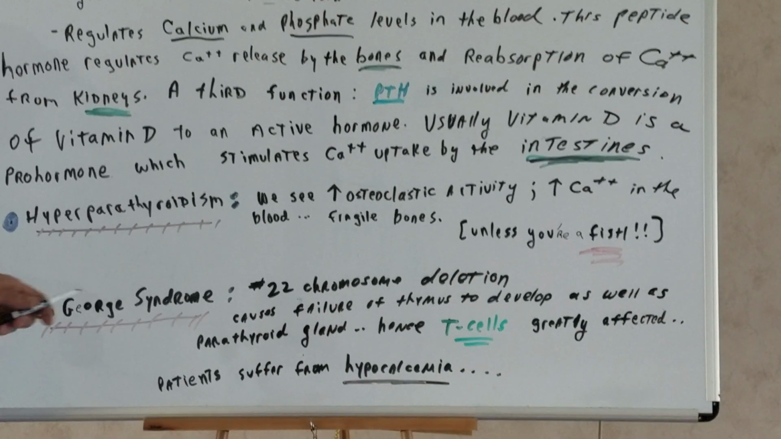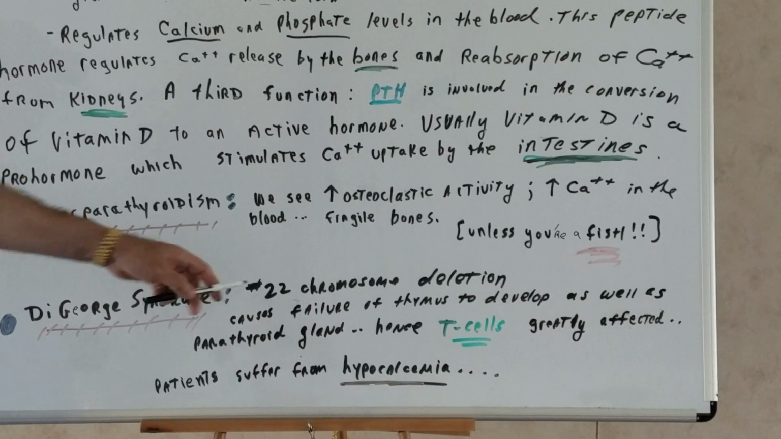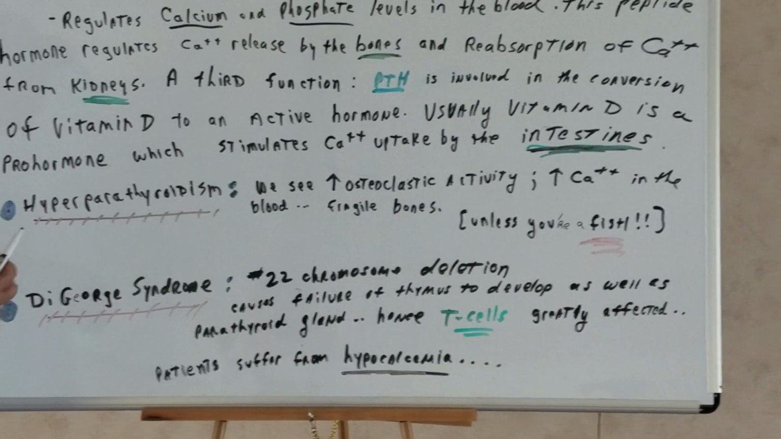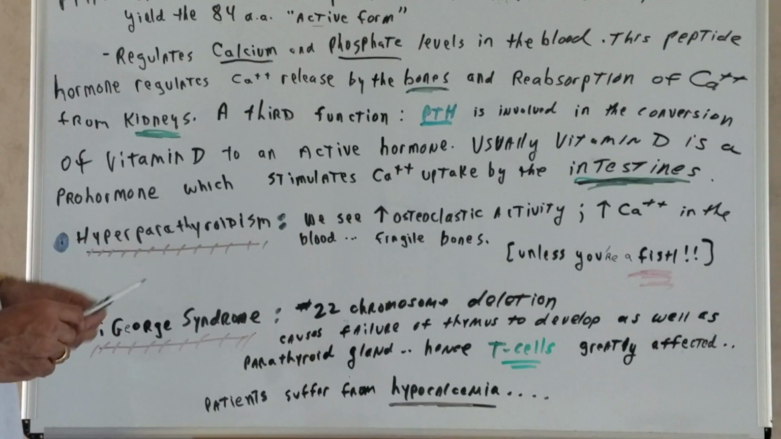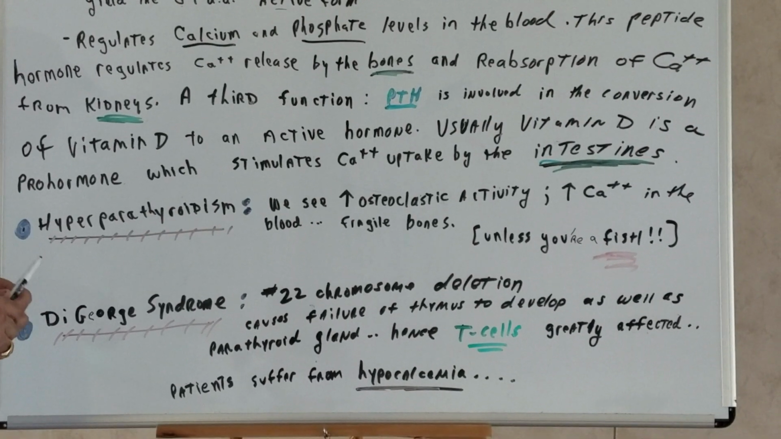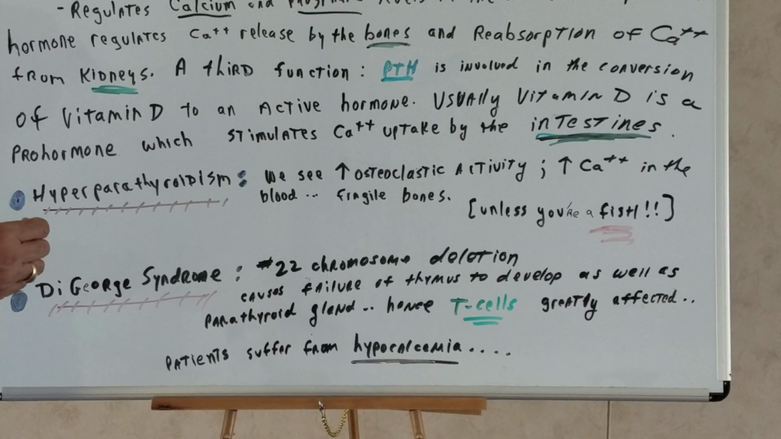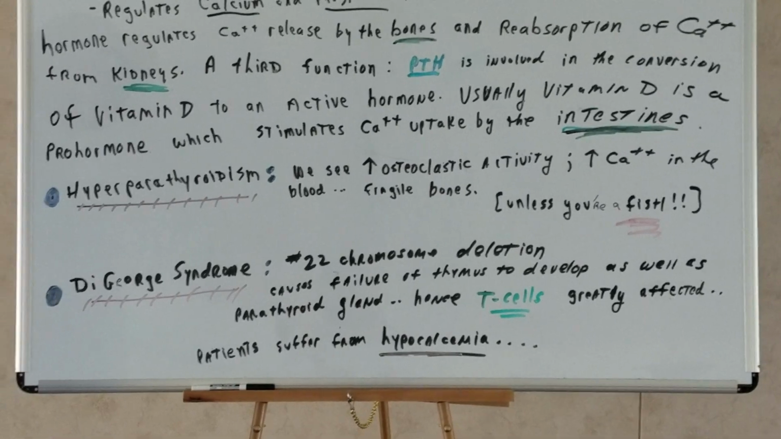DiGeorge syndrome is a syndrome in which we see a deletion on chromosome number 22, and here we see failure of the thymus as well as the parathyroid gland to develop. Hence, T cells are going to be greatly affected. And patients with DiGeorge syndrome suffer from low levels of calcium, and that would be called hypocalcemia.